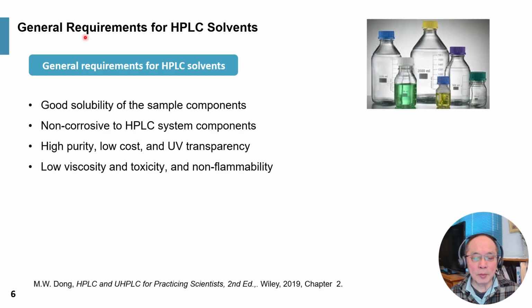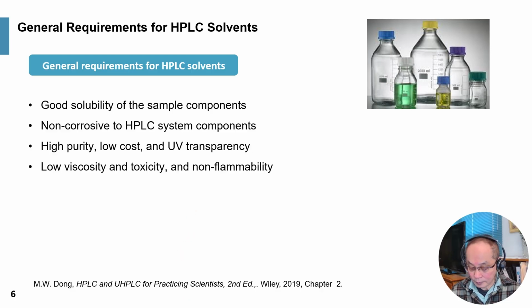Here are the general requirements for HPLC solvents. First, a good solubility of the sample component. Second, it should not be corrosive to the HPLC system component, generally stainless steel 316. It should have high purity, generally low cost is preferred, and also high UV transparency would be good for use with the UV detection. Also nice to have low viscosity, which gives you higher column efficiency, and low toxicity, and also non-flammability.